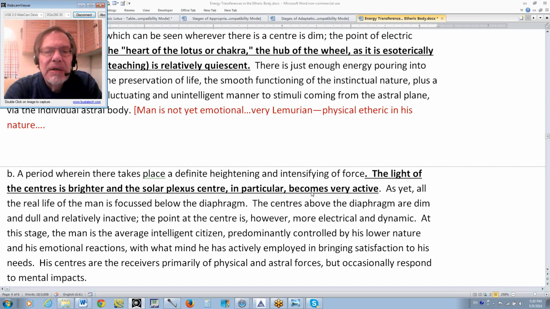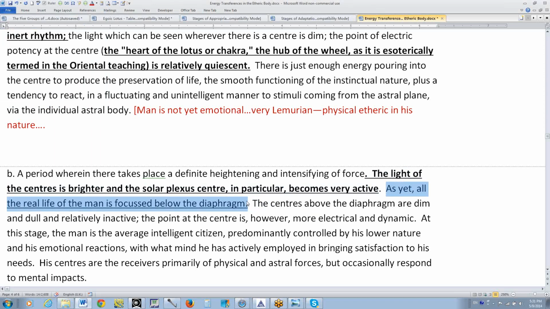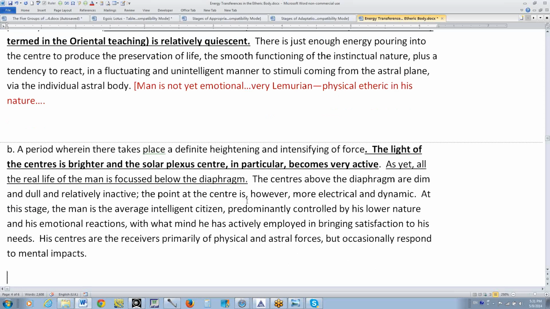As yet, all the real life of the man is focused below the diaphragm. The majority of the life focus is below the diaphragm, and because that's so, we are definitely working in the Hall of Ignorance, operating through the 3 lower petals. The centers above the diaphragm are dim and dull, still, and relatively inactive. The point at the center is, however, more electrical and dynamic than in phase number 1.